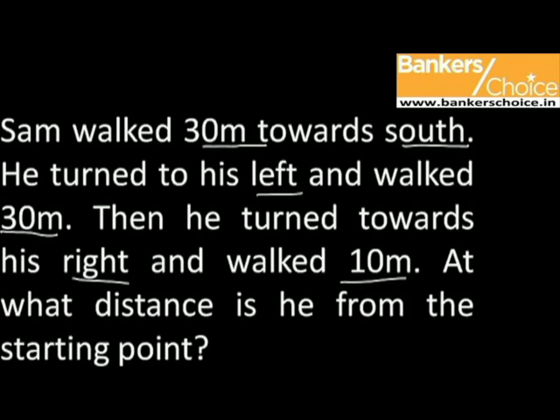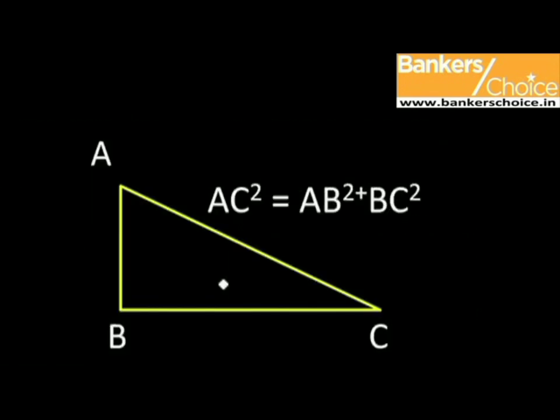Before solving this question, let us have a look at Pythagoras theorem, which is very useful in solving the directions questions. Pythagoras theorem is first applicable for a right angle triangle. Suppose there is a triangle ABC, where angle B is equal to 90 degrees. So if you see now, AC square, that is the square of the hypotenuse, is equal to the sum of the squares of the other two sides, that is AB square and BC square.